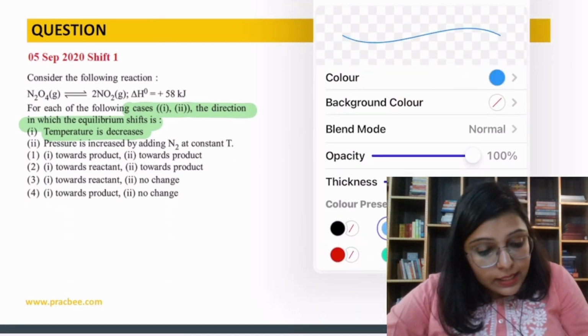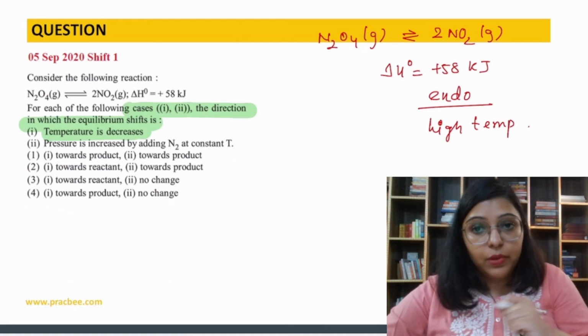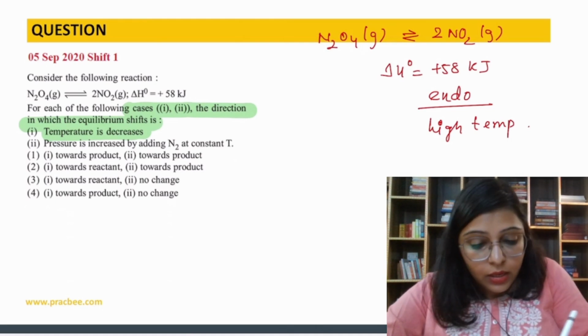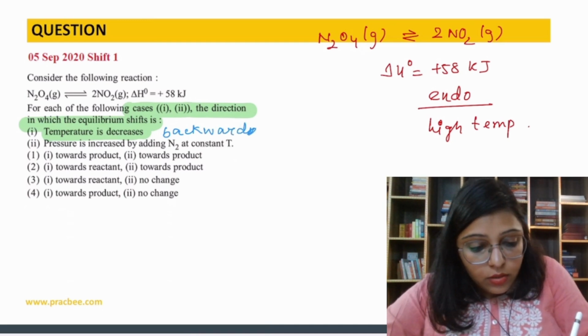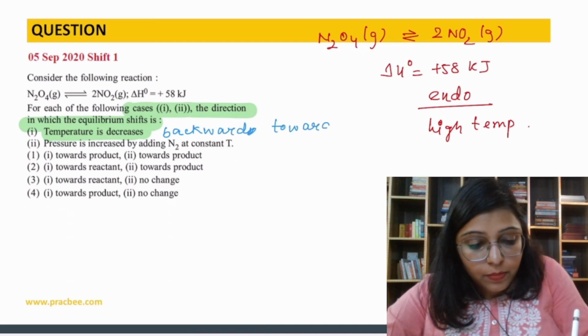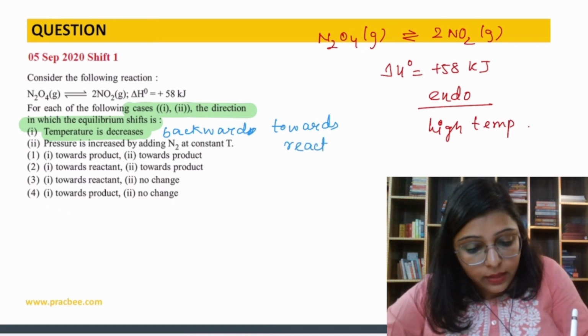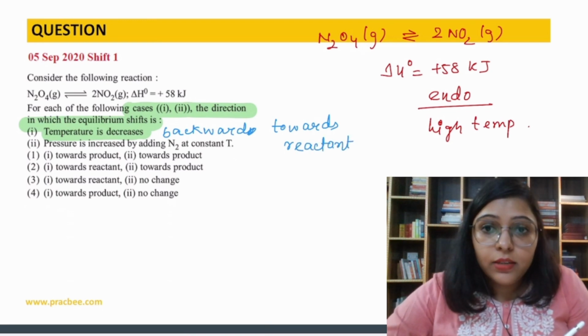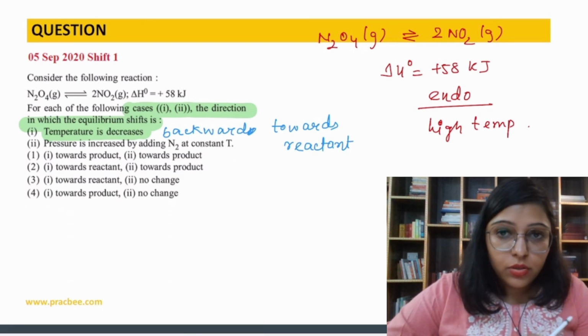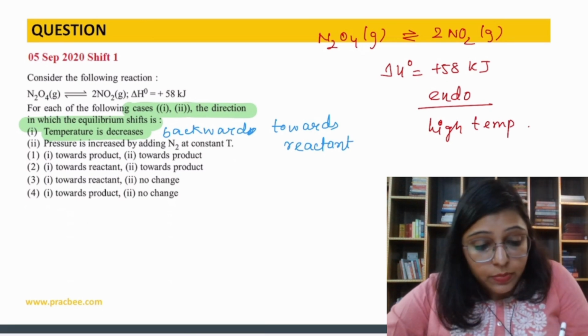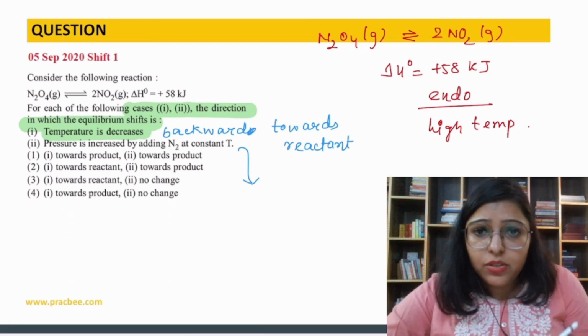So if you decrease the temperature, then what happens? Reaction moves in the backward direction. Backward direction means towards reactant, है ना? Backward direction means towards reactant. Second, pressure is increased by adding nitrogen at constant temperature.